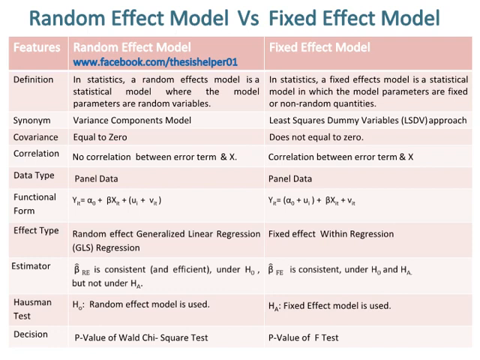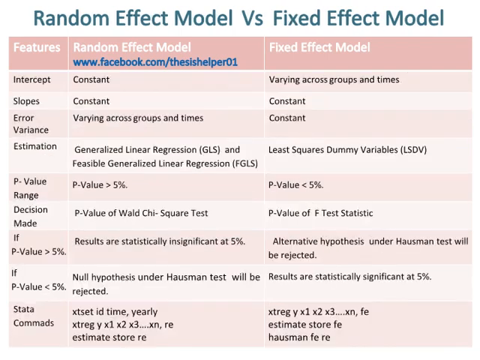Decision in random effect model is based on p-value of Wald chi-square test, whereas decision in fixed effect model is based on p-value of f-test. Intercept of random effect model is constant, whereas intercept of fixed effect model is varying across groups and times. Slopes of random effect model is constant, whereas slopes of fixed effect model is constant.